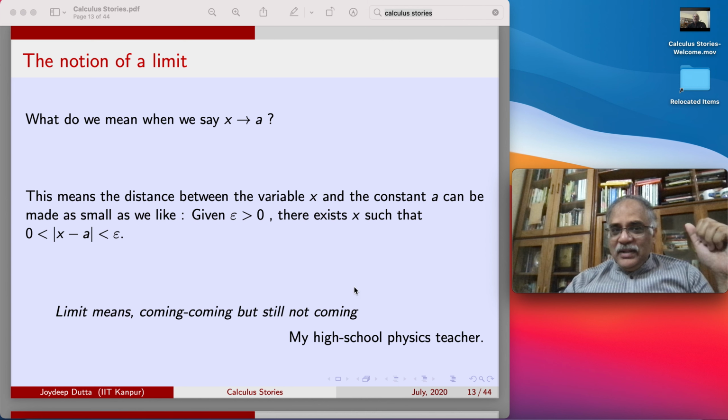Here, if you look at this definition, what it means is that x is very near a, but it is not exactly equal to a. That's what it means by a variable x approaching a. So it's coming very near, but still not coming.